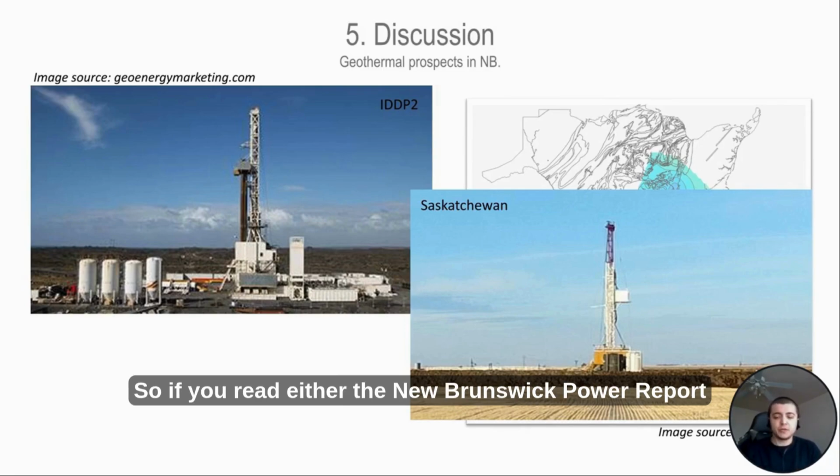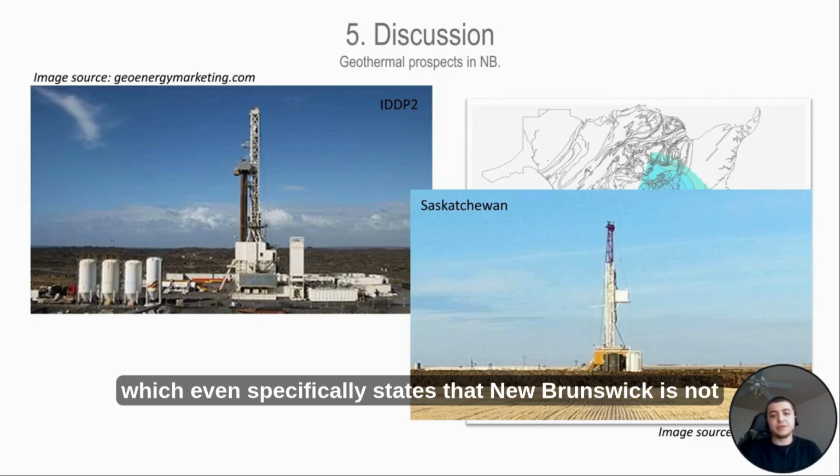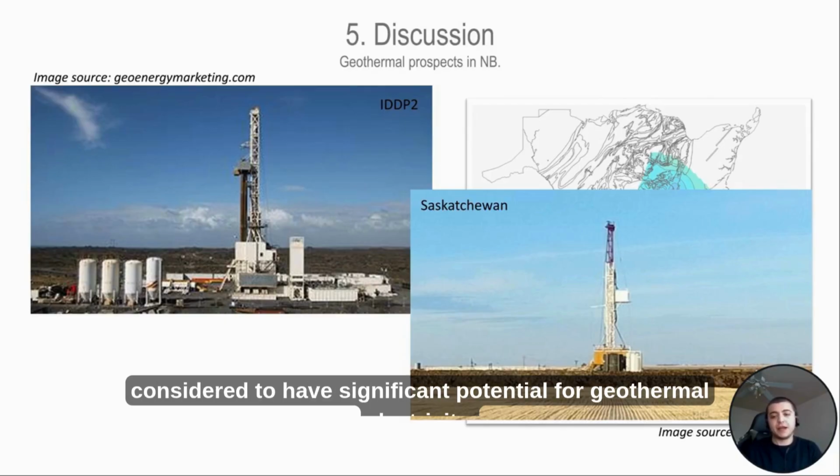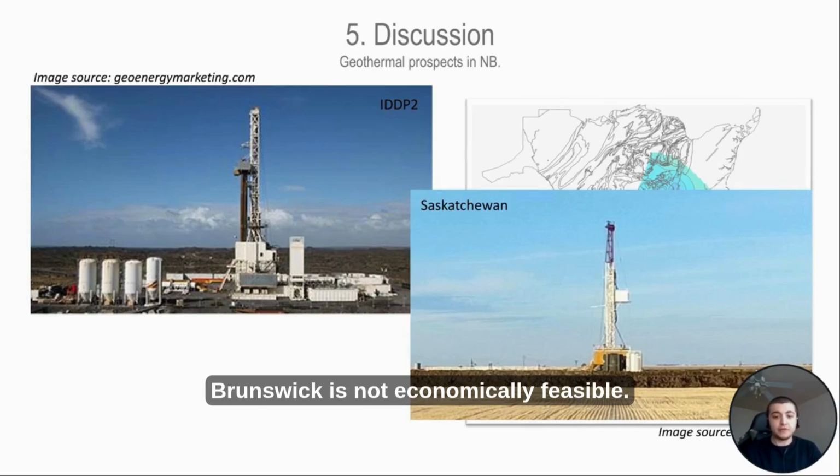So if you read either the New Brunswick Power Report or the University of Alberta report, which even specifically states that New Brunswick is not considered to have significant potential for geothermal electricity, you're likely to conclude that geothermal energy in New Brunswick is not economically feasible.